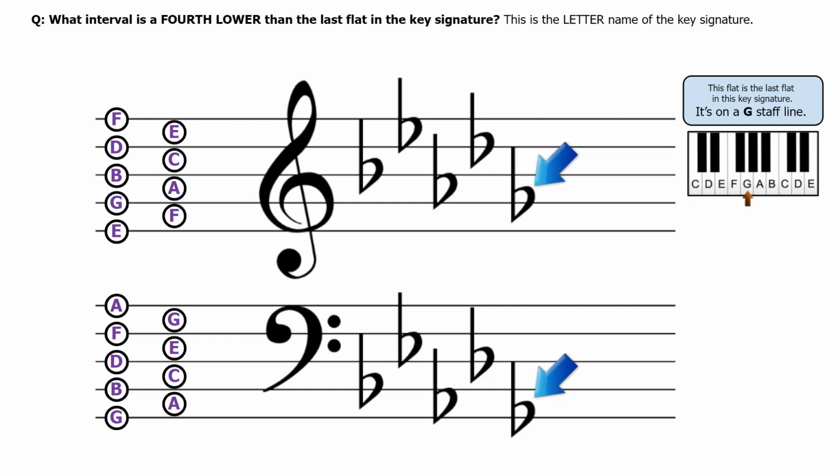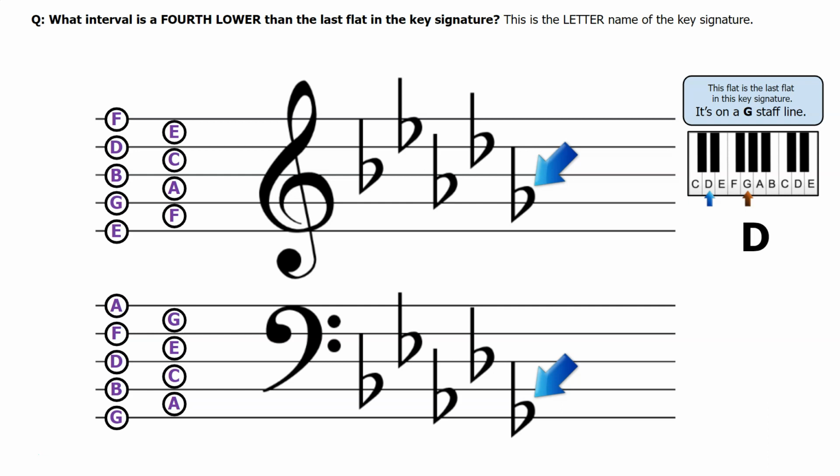So let's get counting. Here's G, it's number 1. F, E, D. So, an interval of a fourth lower than G is D. This is the letter name of the key signature. Now, since we're working with flats in this key signature, some flat key signatures also include the word flat in their name. And, well, sometimes they don't.